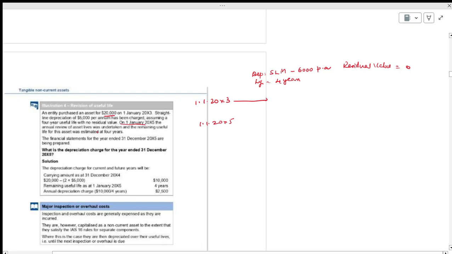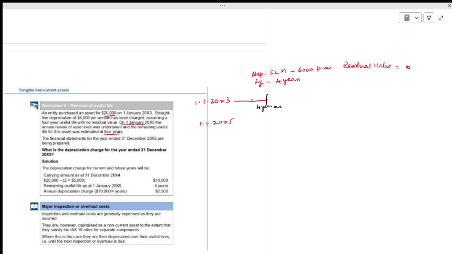They have reviewed it. An annual review of asset life was undertaken, and the remaining useful life is how many years? It is 4 years. See the thing. They purchased the asset on 1st January, straight line method. First they assumed it for how many years? They assumed it for 4 years.